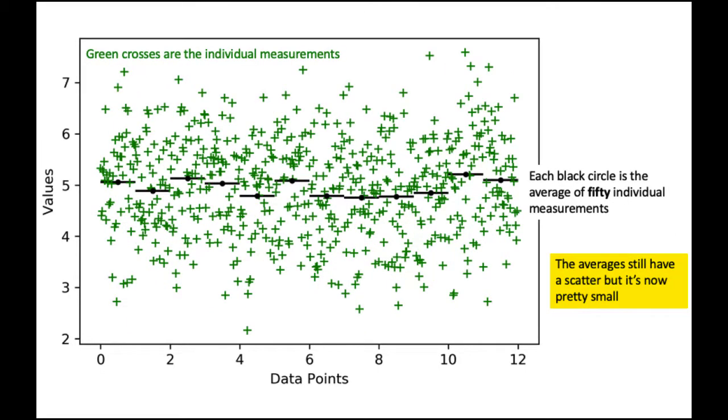And here, each black circle is the average of 50 individual measurements. So this point here is the average of all the 50 points that lie in this range, 50 green crosses. And now you can see they're all pretty close together.